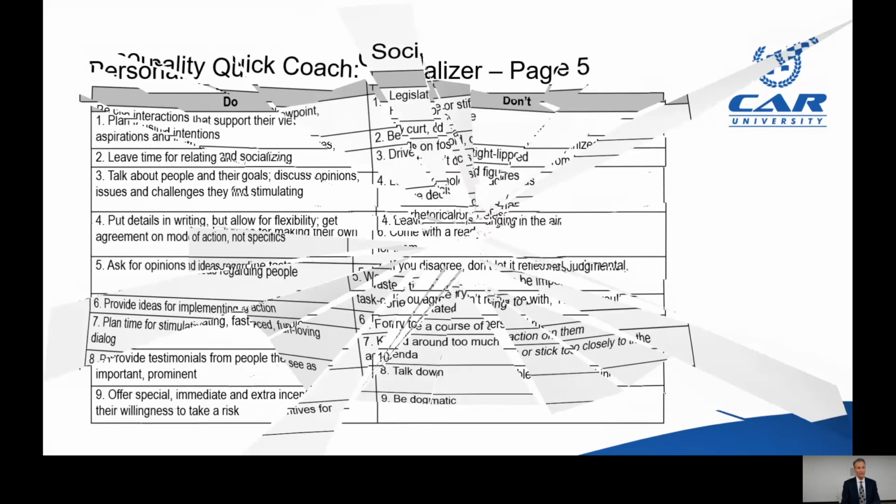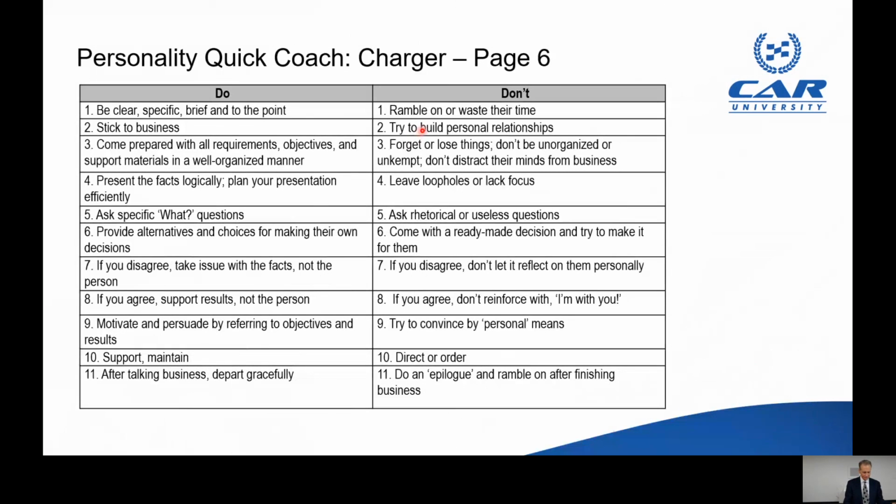Again, one more. We've got the charger, the A types. The A type, or the charger personality. Be clear, specific, brief, and to the point. That's what you want to do. What you don't want to do is ramble on and waste their time. Stick to business. What you don't want to do is try to build a personal relationship with them.